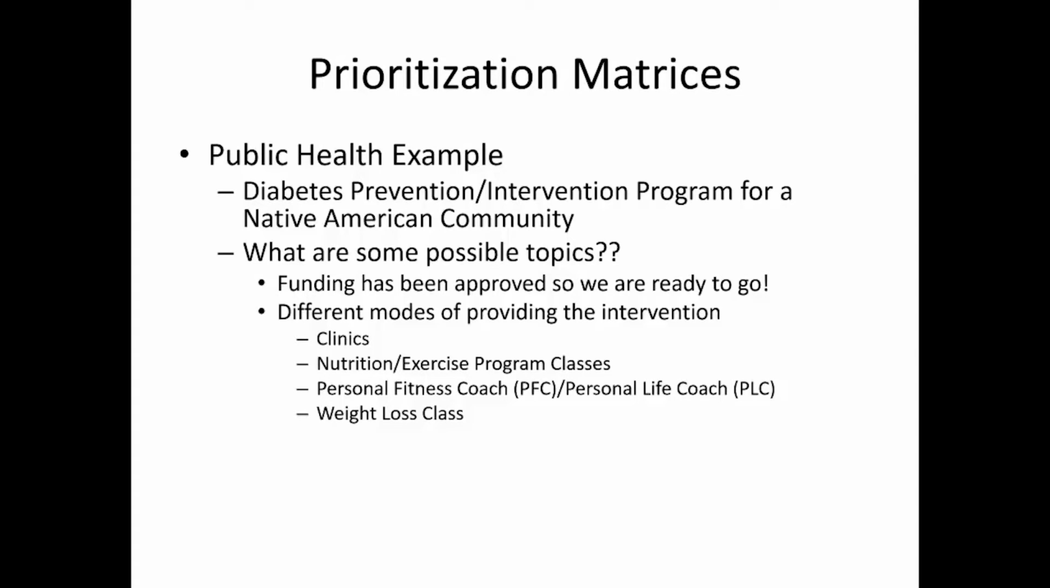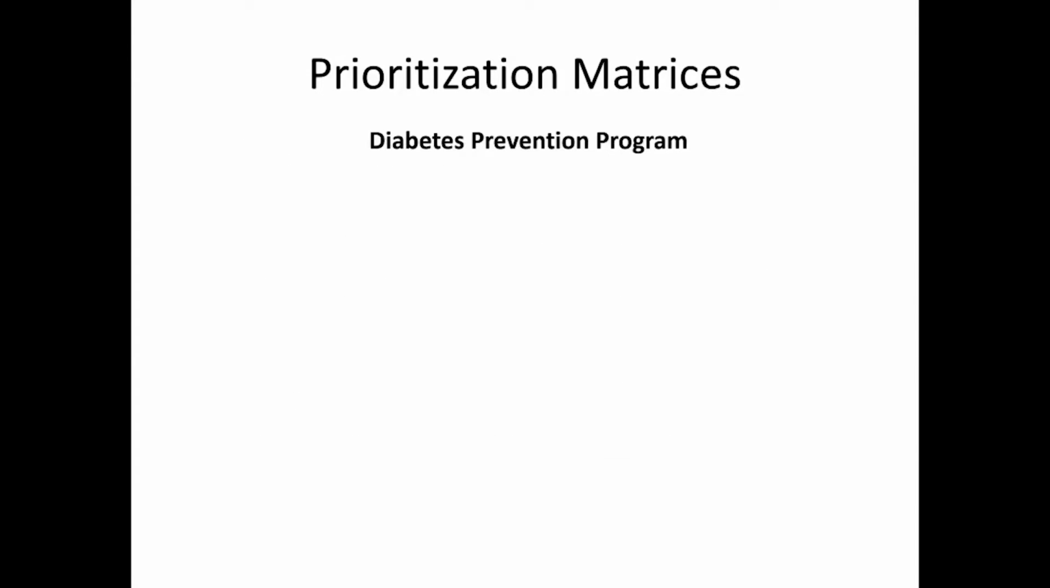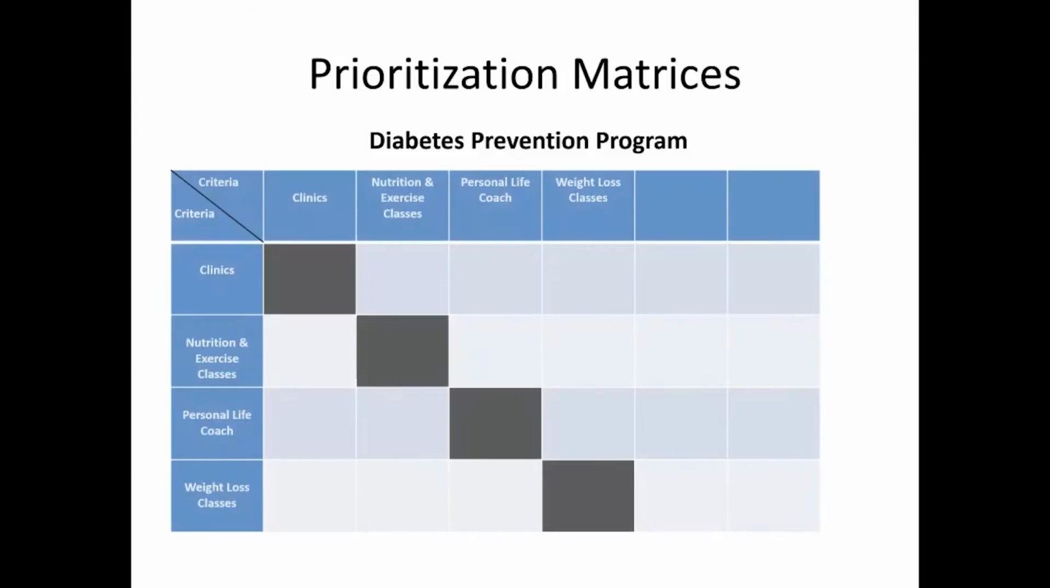So if we pretend that we are this organization that has been funded for this great program, why don't we use a prioritization matrix to rank the intervention topics? I listed this title, Diabetes Prevention Program, and here I have a pre-populated prioritization matrix. If we look at the upper left-hand corner of this example here, we know that what we're going to do with the prioritization matrix is compare criteria.